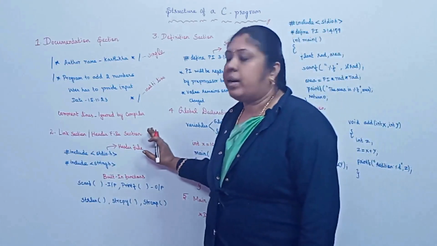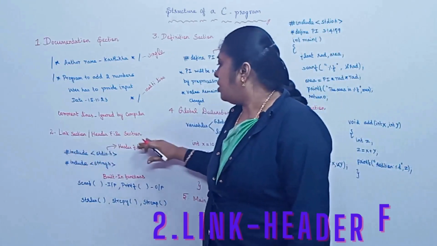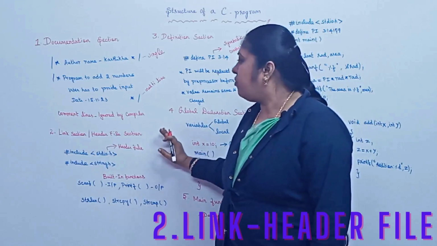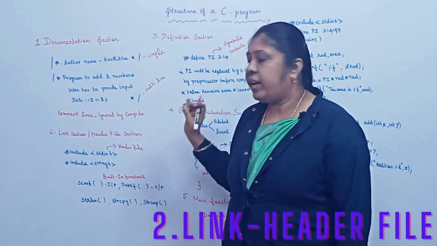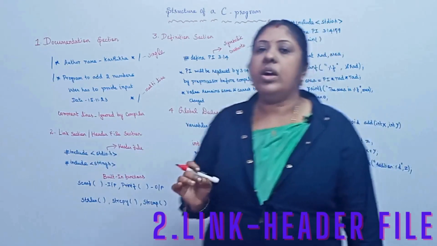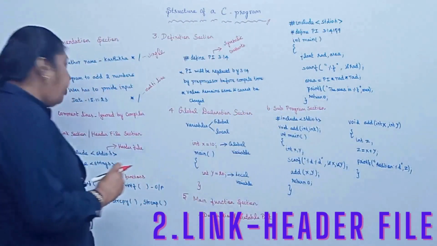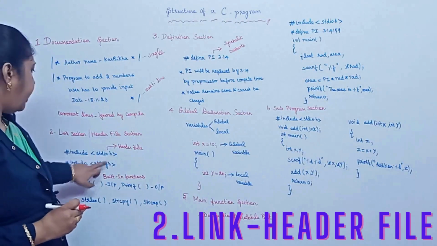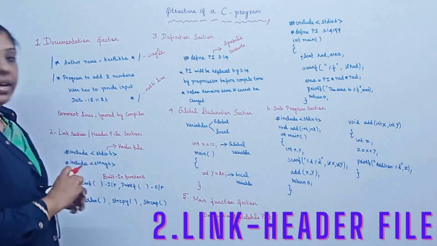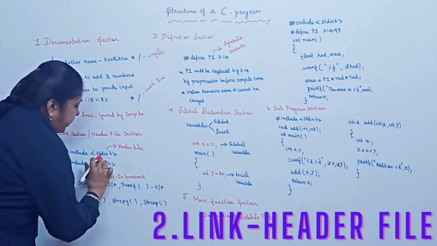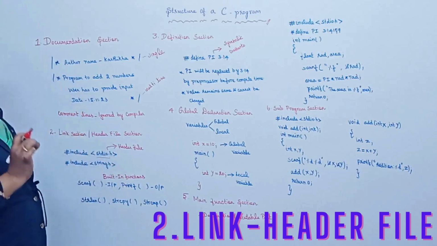The second part is the link section, or the header file section. Each and every program will mandatorily contain the link section or header file section. Every program begins with hash include stdio.h, hash include string.h. Here stdio stands for standard input output.